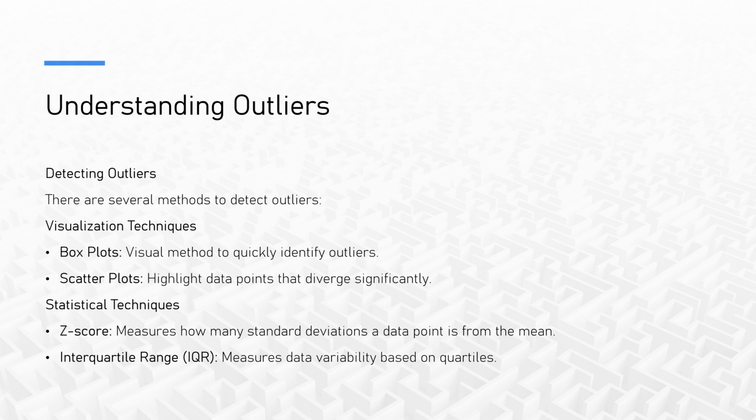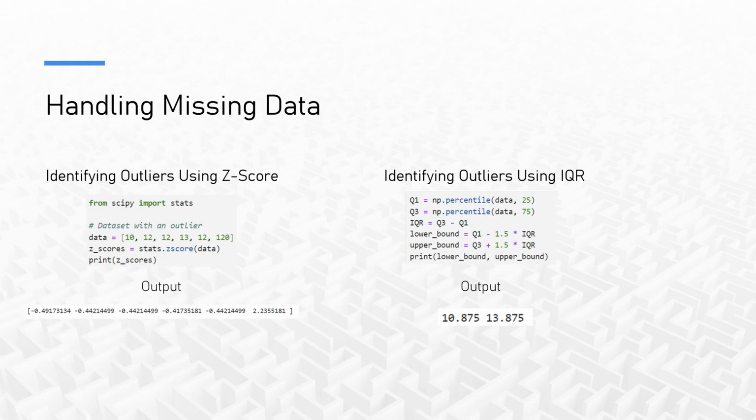So overall, whether through charts or statistics, these tools give us a clear way to detect unusual values in a data set. Here we're looking at two common ways to detect outliers, using the Z-score and the interquartile range, or IQR. On the left, we have the Z-score method. We start with a small data set that clearly has one extreme value, 120, while the rest are around 12.